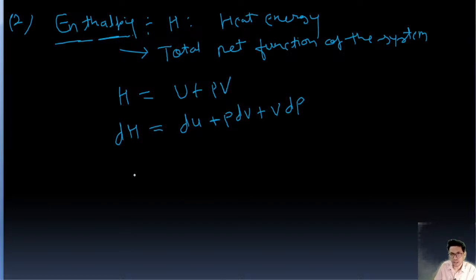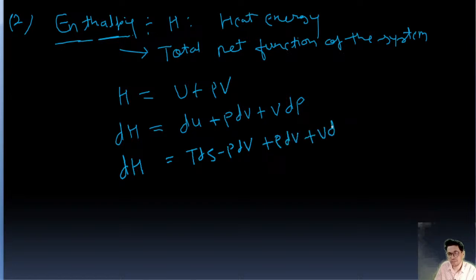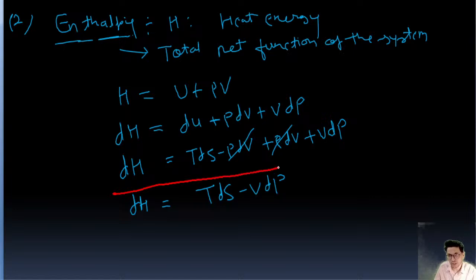Now dH. The dU value we know, that is TdS minus PdV. This is plus PdV plus VdP. So this is going to be cancelled, right? So dH is going to be TdS minus VdP. Okay, this is an important one. This is the change in enthalpy.